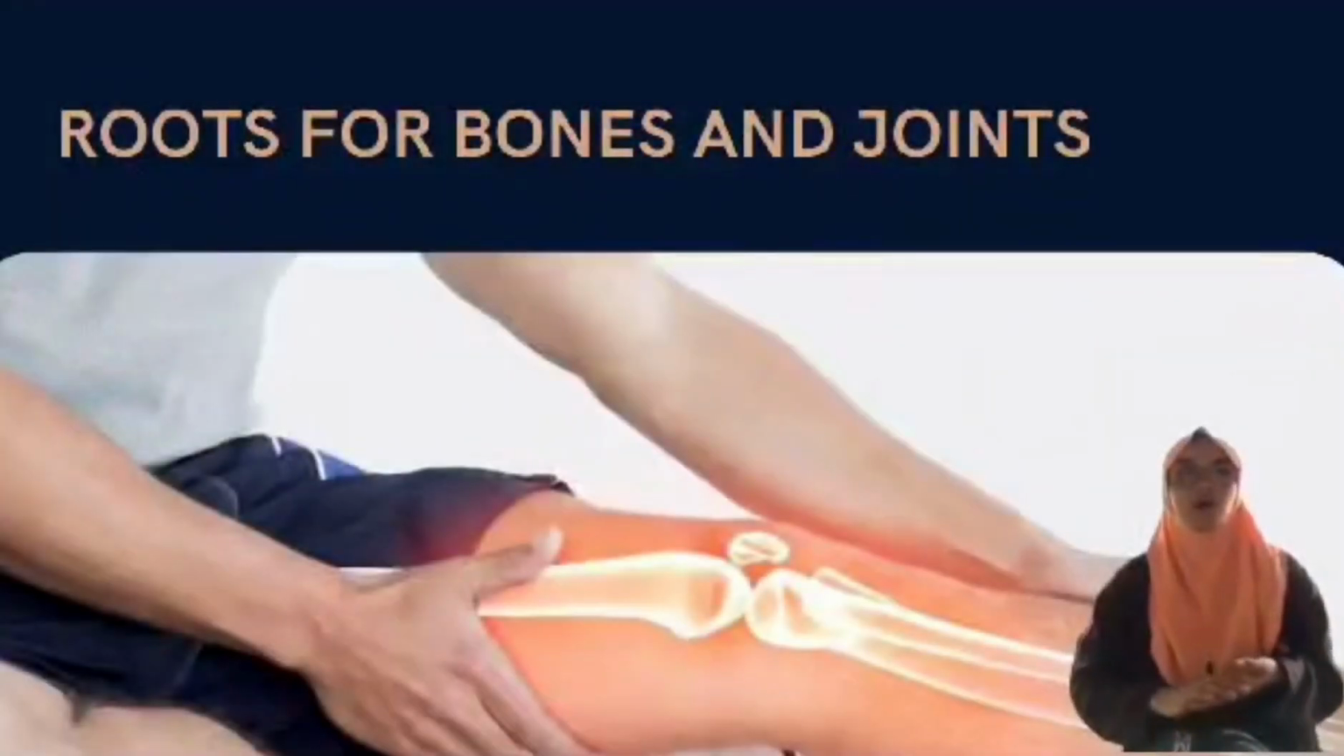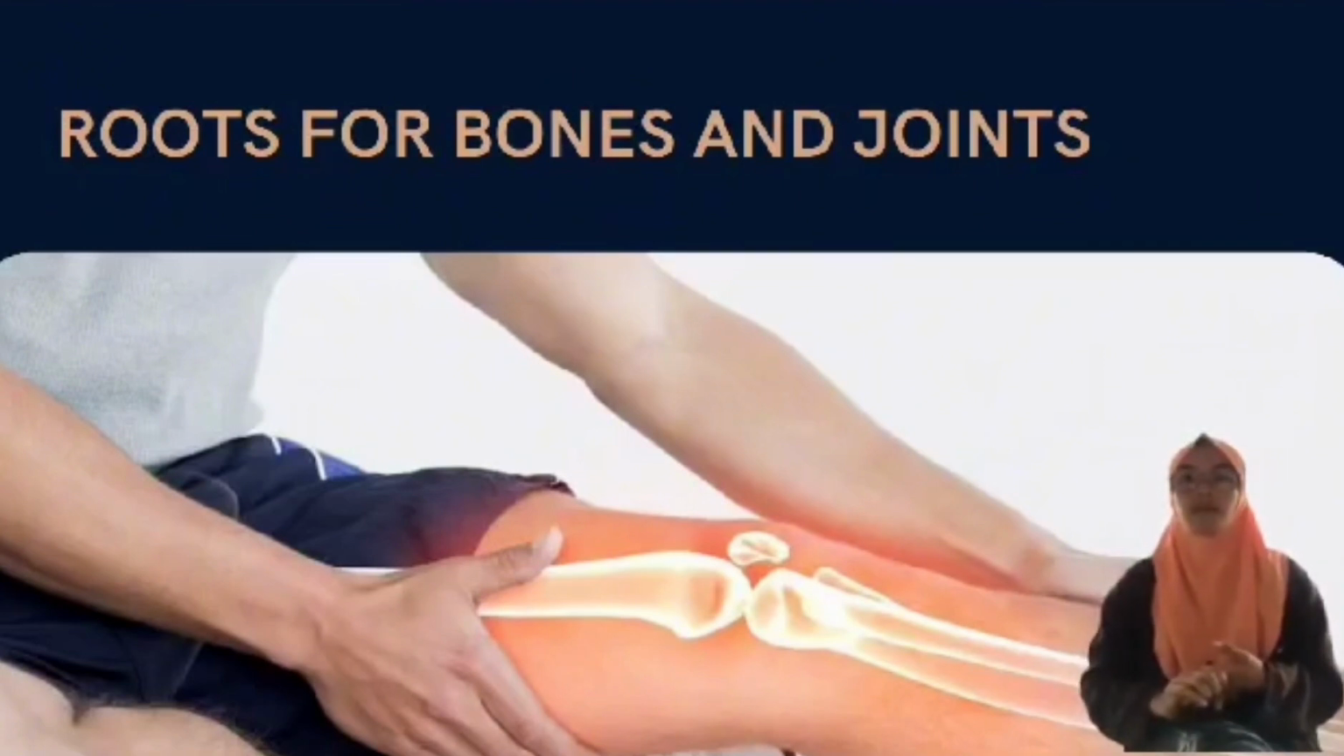We will now discuss all about the root for bones and joints. The root of the medical word is usually a body part, and a joint is an area where two or more bones come together. And we have five types of bones: flat bones, long bones, short bones, irregular bones, and the last is sesamoid bones. Examples of joints are the elbow, knee, and ankle.